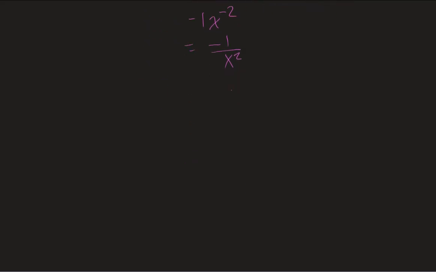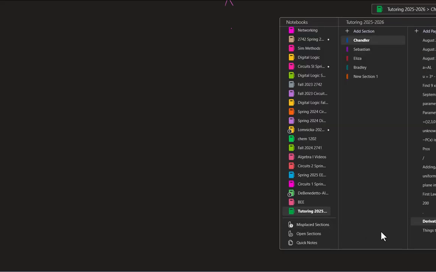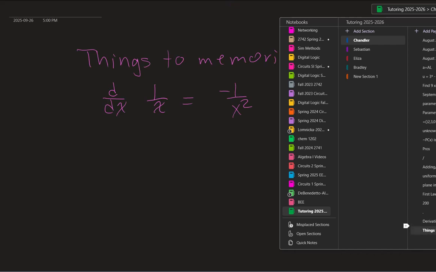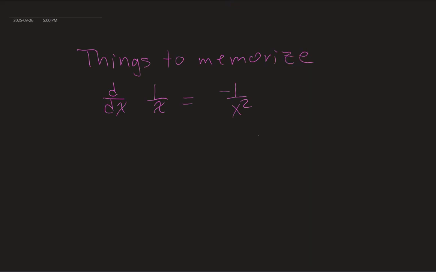Okay, so now back to things to memorize. And these could be any numbers, I'm just using an example here. The third root of x squared is the same as writing x to the 2/3. Also, 1 over x to the 5th is the same as writing x to the -5.